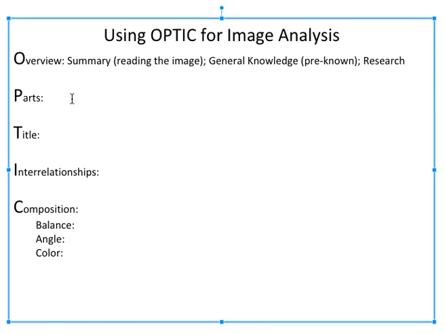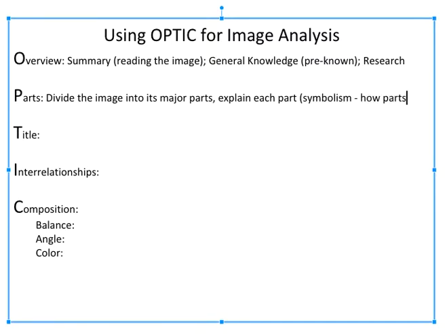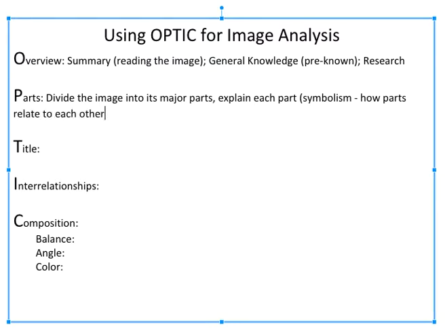All right, the second part, the P, stands for parts. And this is where you divide the image into its major parts and you explain each part. This is where you might get involved in like symbolism or how the parts relate to each other. Okay? And like there can be a lot of small parts, but sometimes you have to group pieces or parts of an image together. And I'll show you as an example coming up.